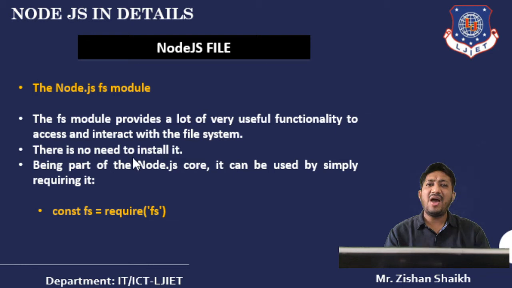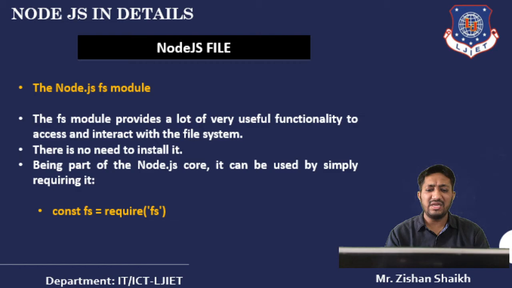For example, for an HTTP server, I have to install that. But fs is available by default when you install Node. You just have to use it in your program. There is no explicit need to download it from npm. It is a part of the core Node.js functionality. You just have to write require fs, and that will automatically give you all the utilities related to fs.